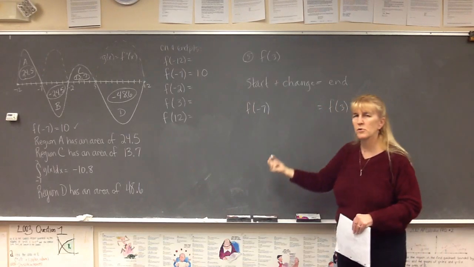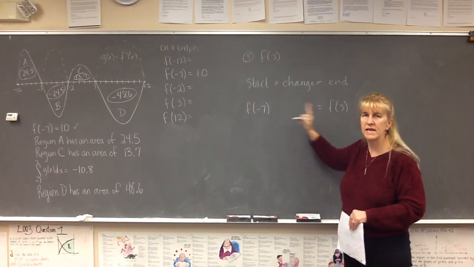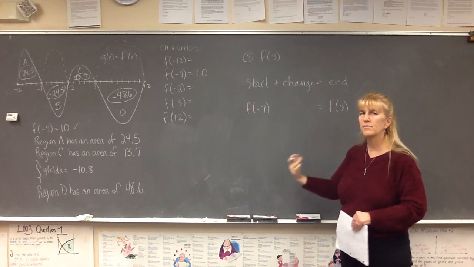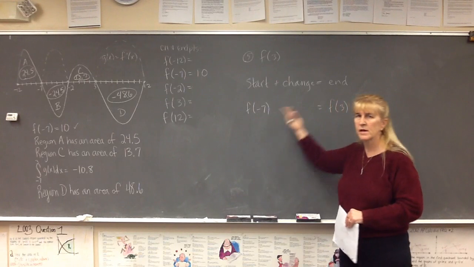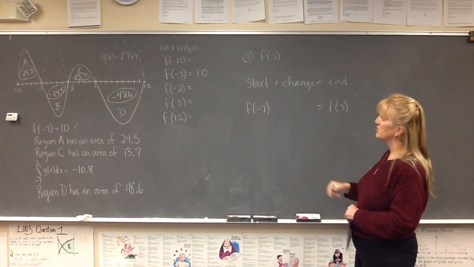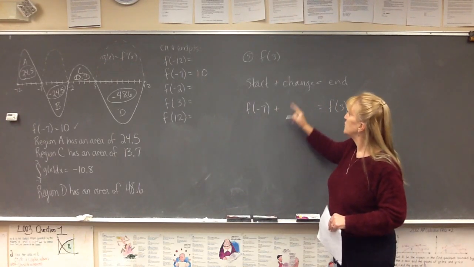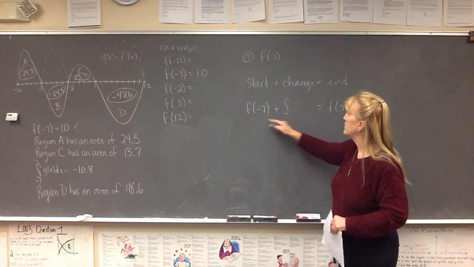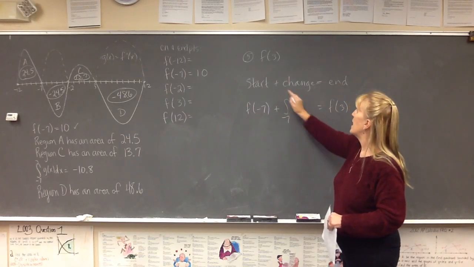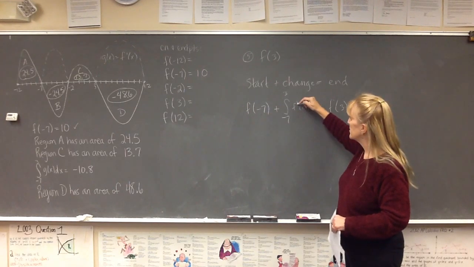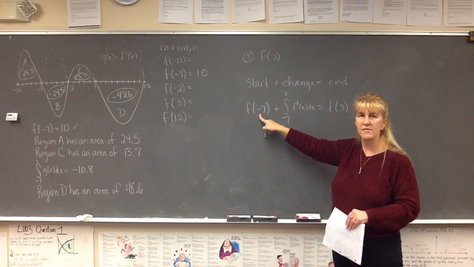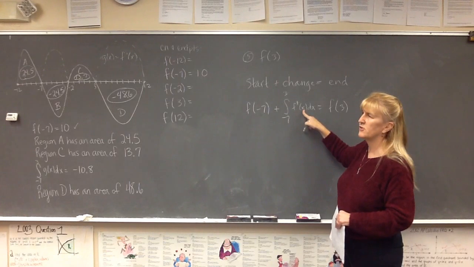They have to go in this order too. I can't put the f of 3 here and then f of negative 7, because I want to read my graph from left to right, and negative 7 is to the left of 3. So this is the order in which they have to be. The change has to be the integral between negative 7 and 3 of my first derivative graph. Now here I'm switching to f prime because I'm using the f notation, but this is still g.